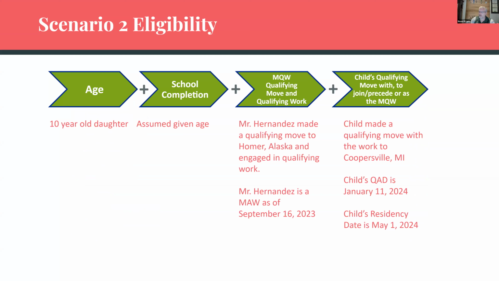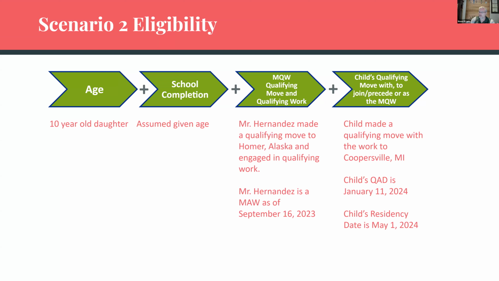Why would the QAD be in June if they did the move in May? So the QAD, when the worker and the child move on different dates, the date that the move was completed by both the worker and the child is what becomes the QAD. So in a case where the child precedes the worker, or they come first, that child's QAD will be the date that the worker arrived and joined the child.